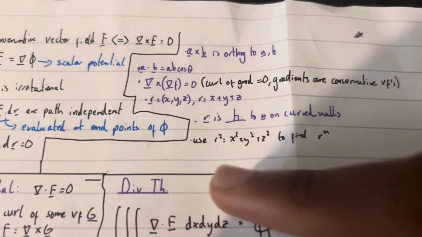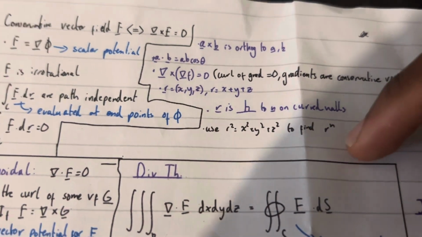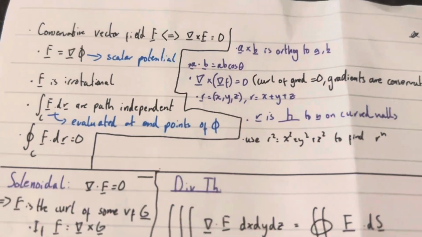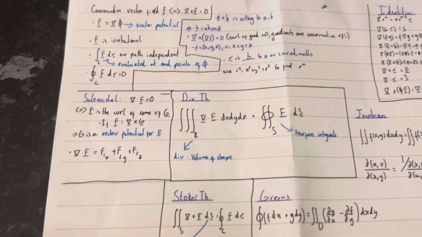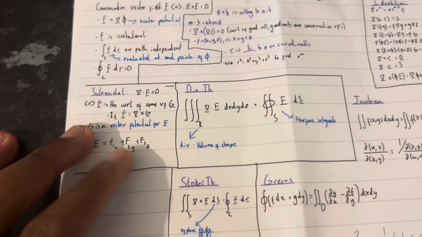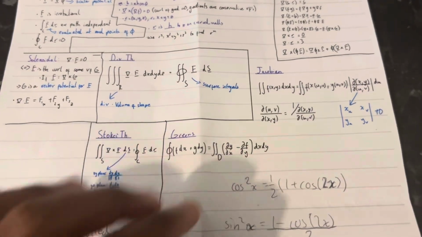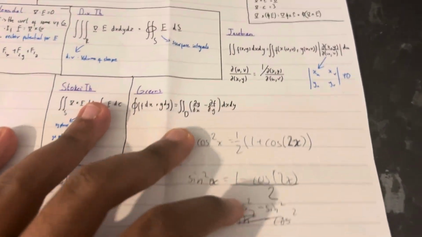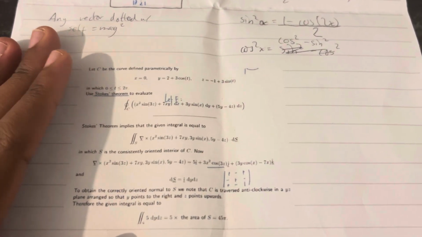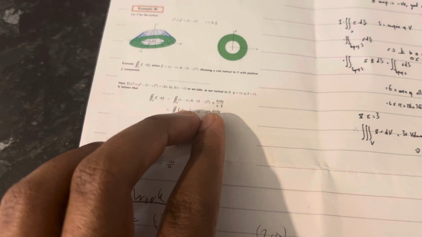The radius vector is perpendicular to curved walls. Just a trick my vector calculus lecturer told me about for some of his exam questions that I think appears in this paper. Solenoidal, divergence theorem, Stokes theorem, Green's theorem, some identities that I didn't really use. Jacobian matrix, a Stokes theorem example. On the other side is I believe another Stokes theorem example. A surface integral, actually. Never mind.